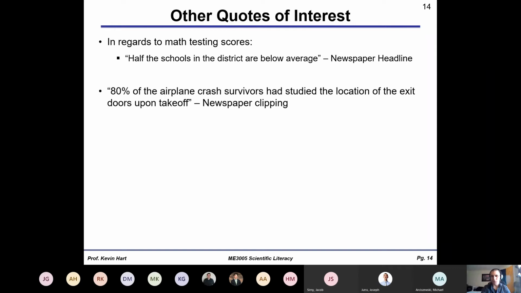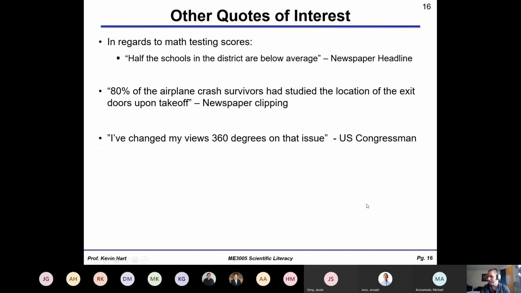Let's say 100% of the people that did not study the exit doors survived. Would you rather be in the 100% survival group or the 80% survival group? So the point is, you need the other piece of information about the people that did not read the location of the exit doors to make a full picture of what's going on. This is a very common occurrence in scientific writing, even at the highest levels. People will conclude something without having a control experiment to prove their point against, okay? So this happens frequently.